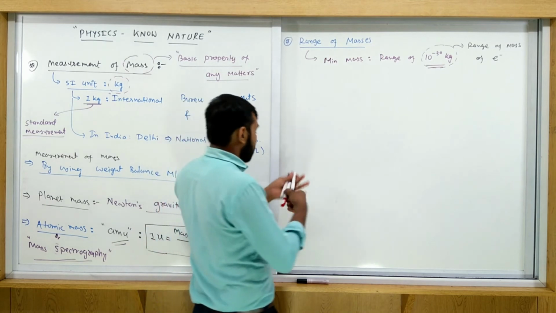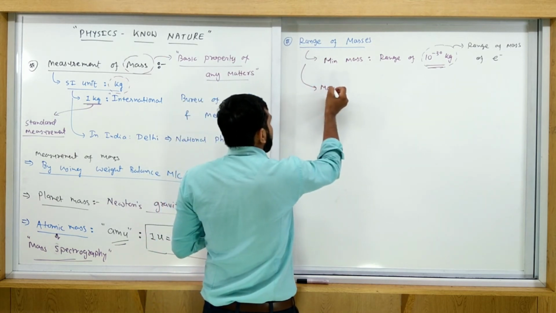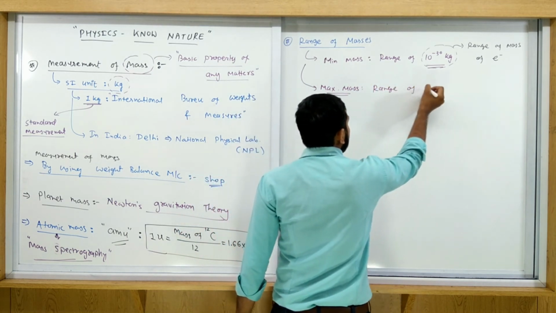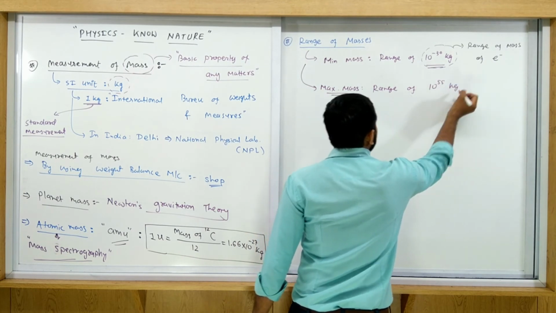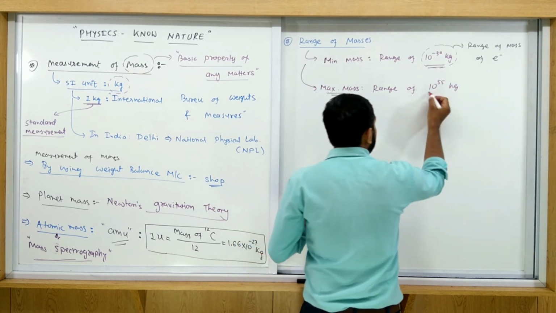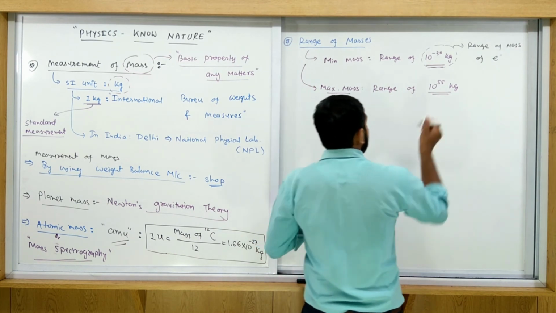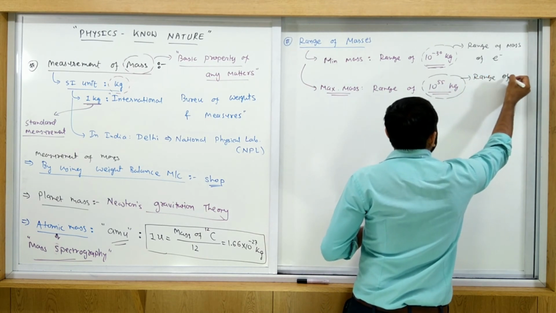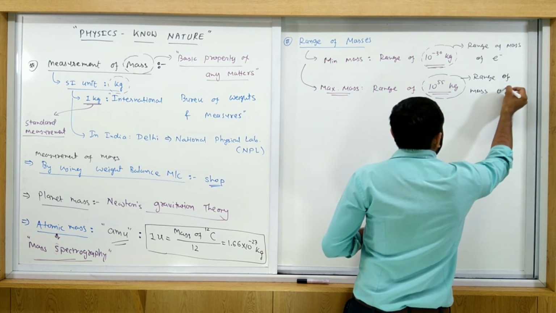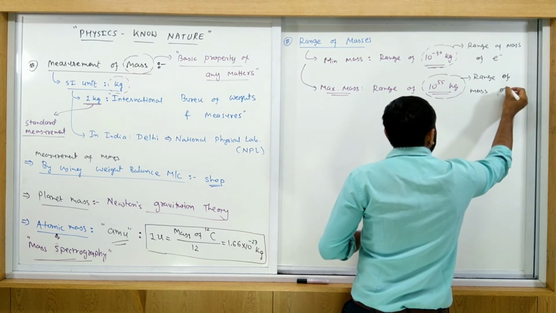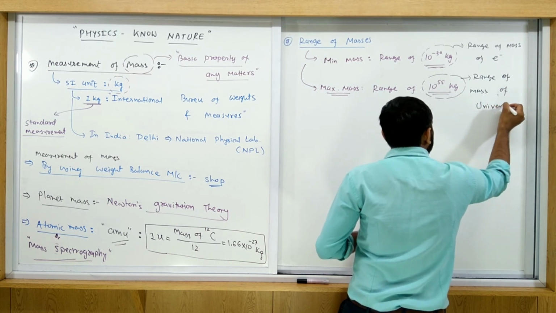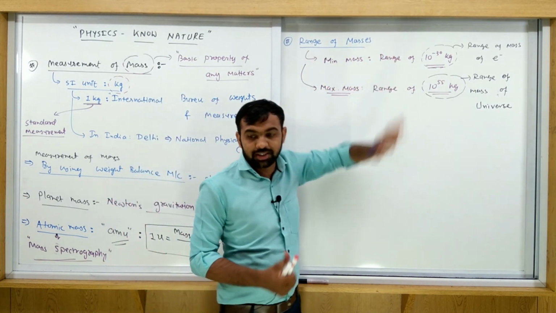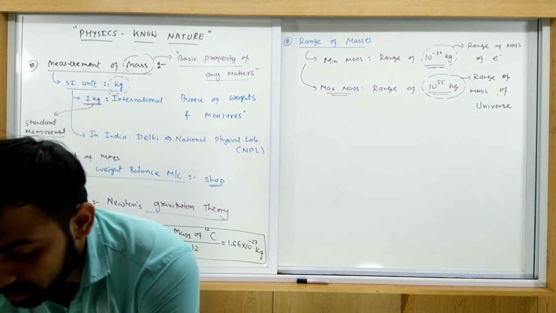And if you consider the maximum mass, then this mass is in the range of 10 raised to 55 kg. This 10 raised to 55 kg is considered the range of the mass of the whole universe. So all the masses lie between these two, and this is given in our textbook.